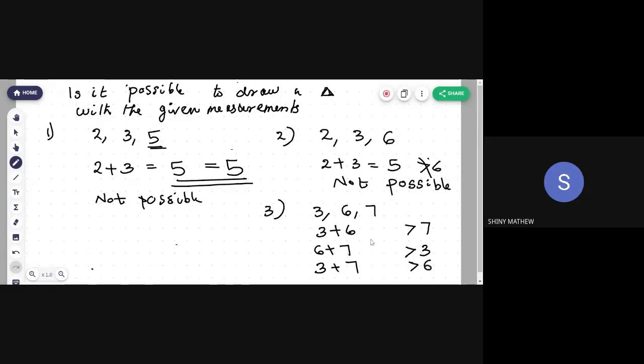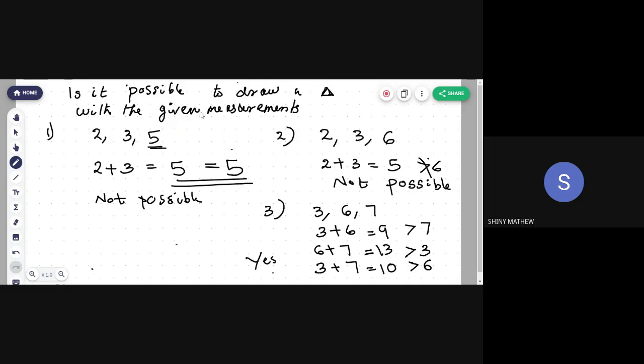Here 3 plus 6 is 9. That is greater than 7. Yes. Then 6 plus 7 is 13. That is greater than 3. Then 3 plus 7 is 10. That is greater than 6. So it is possible. So you write yes, possible.